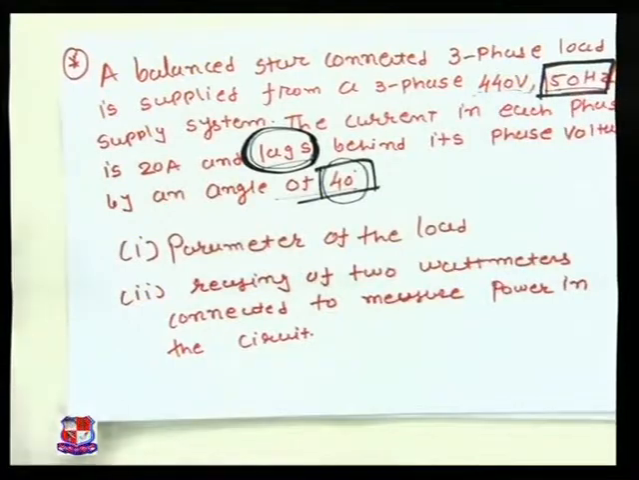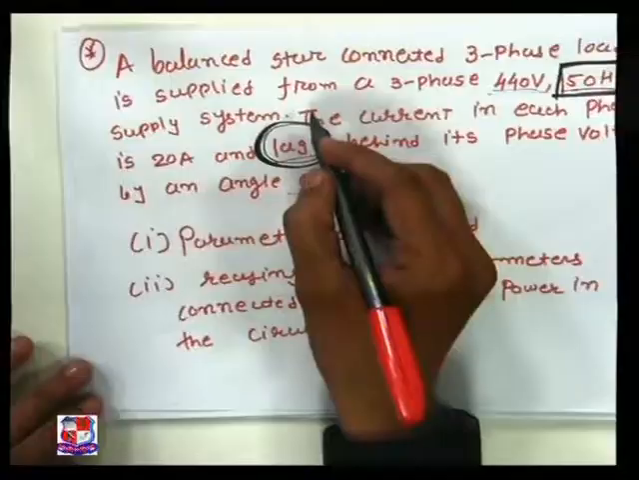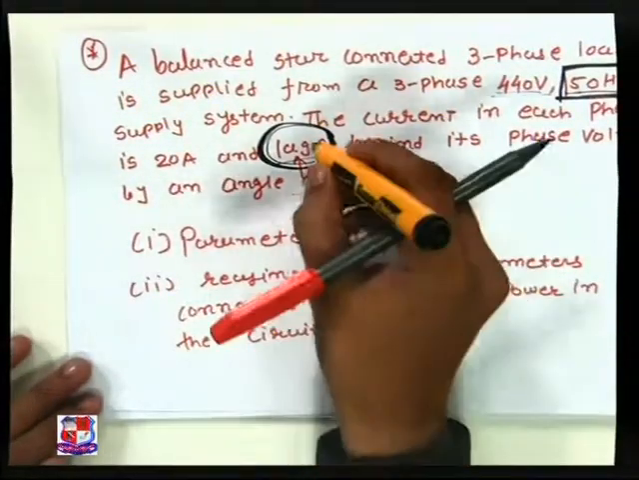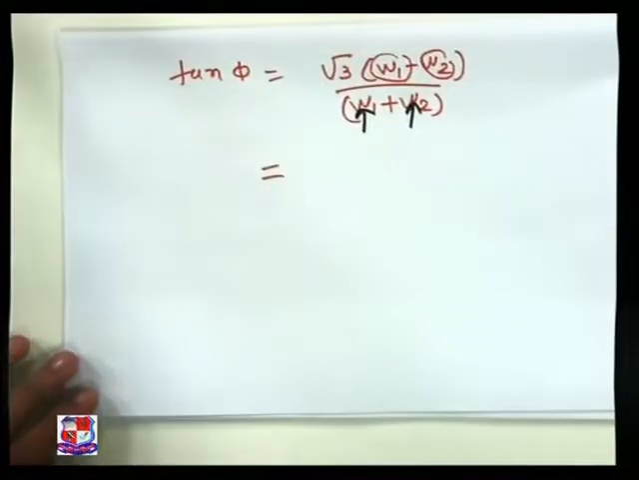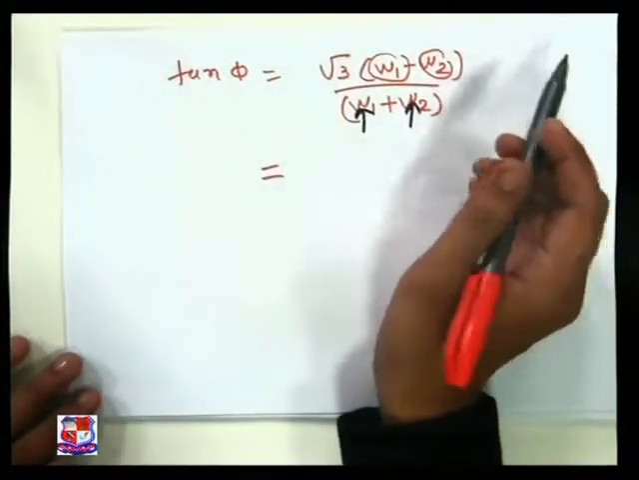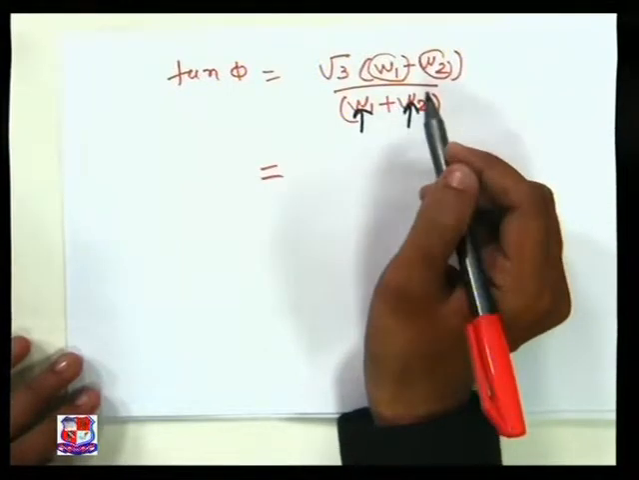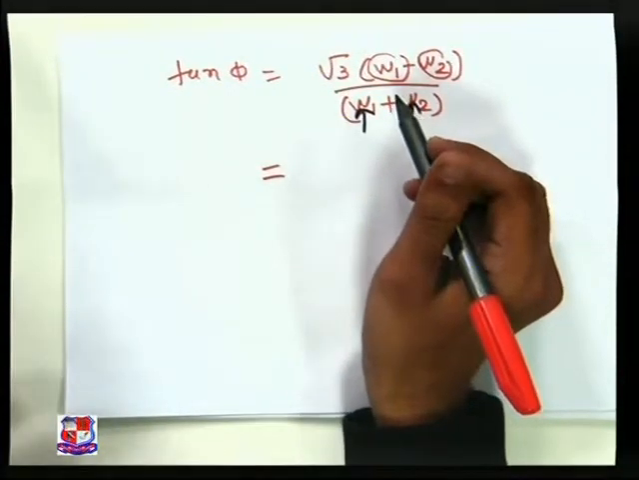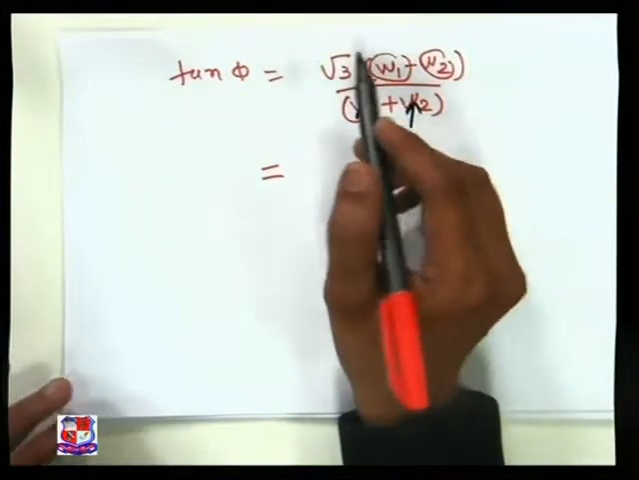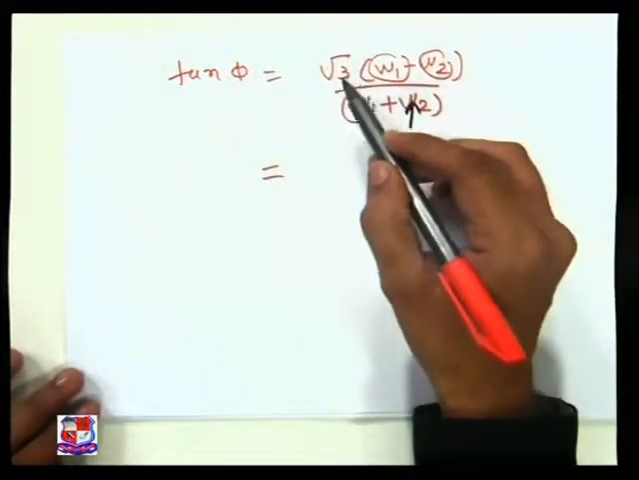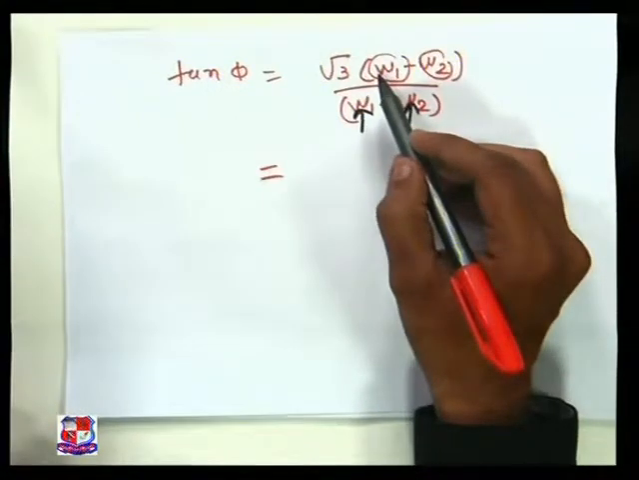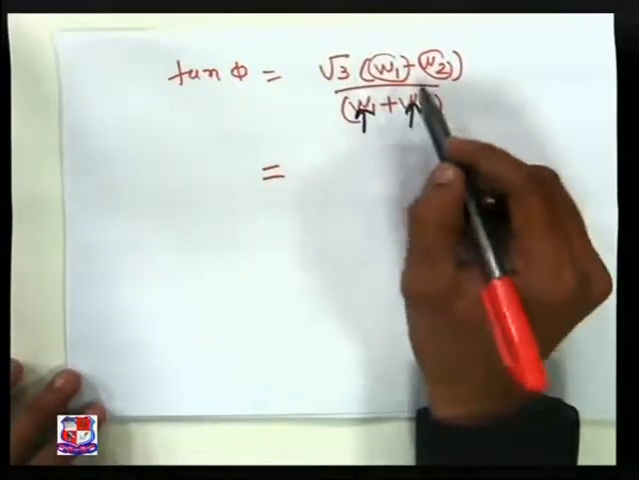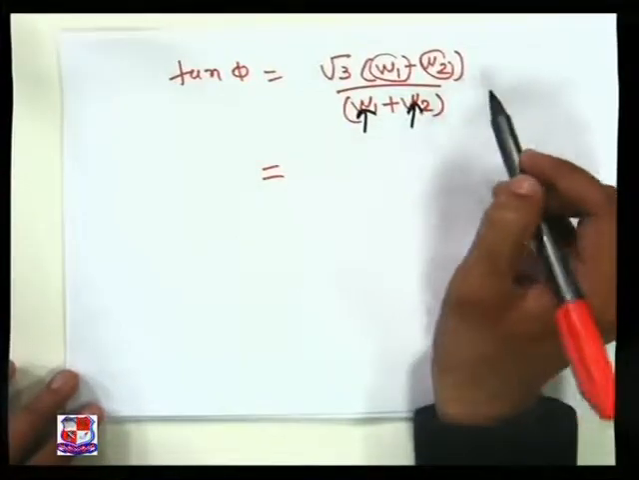So I write down this equation: tan phi is equal to root 3 times (W1 minus W2) upon (W1 plus W2). If the power factor is given in our example as leading, the equation will be tan phi is equal to root 3 times (W2 minus W1) upon (W1 plus W2). So you always have to identify the higher wattmeter reading and the lower wattmeter reading. Then tan phi is root 3 times (higher wattmeter reading minus lower wattmeter reading) upon (higher wattmeter reading plus lower wattmeter reading).